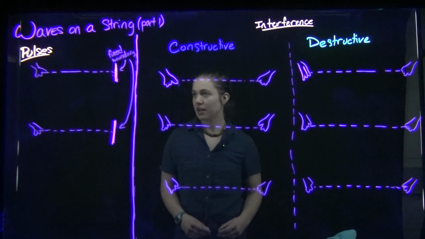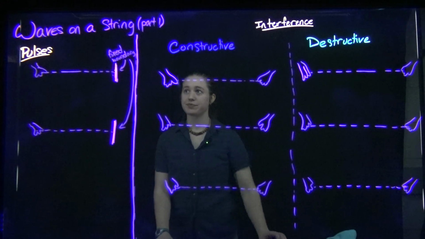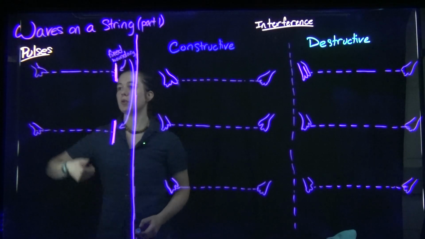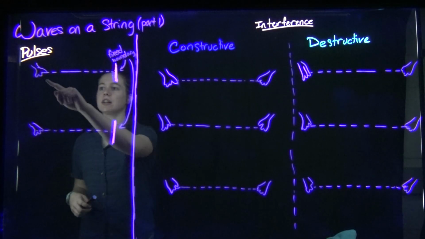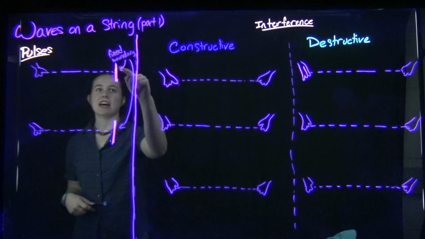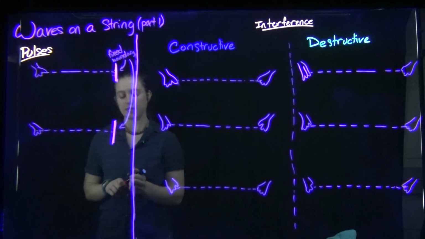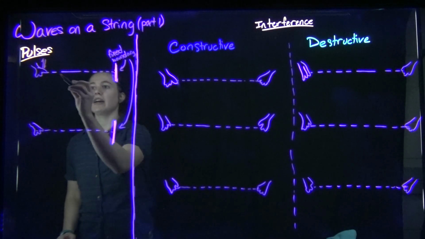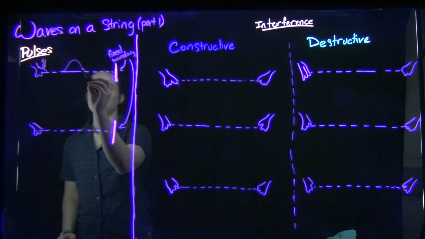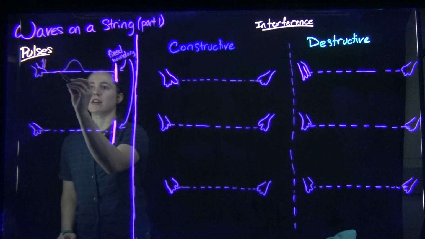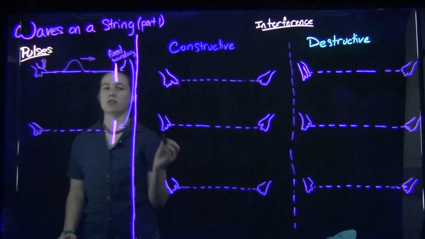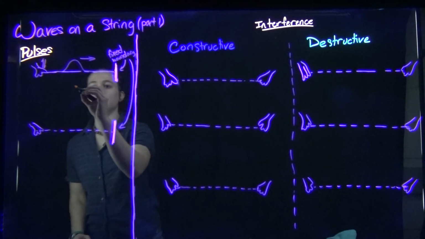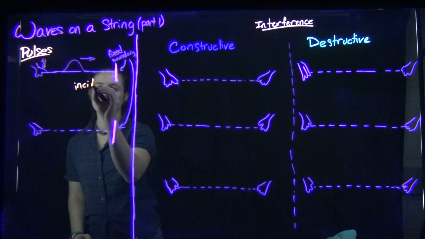Hi, today we're going to be talking about waves on a string. This is part 1. If we are holding a string, and that's supposed to be a hand, attached to some fixed boundary like a wall, we can do a little up-down motion with our hand. We're going to send a pulse down this wave, and the wave is going to travel toward the wall. This is what we call the incident pulse.